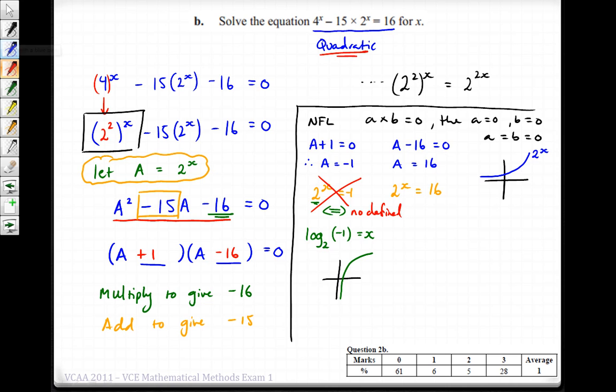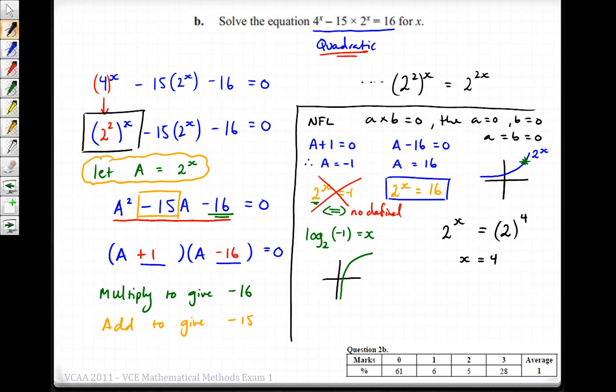Our 2^x equals 16 on the other hand though, so coming back to here, is defined. We've just got to find the point along here at which point we have 2^x equals 16. So to do that, all we've got to do is make 16 be 2 to the power of something. And then we can just equate our x's. So 2 times 2 is 4, times 2 is 8, times 2 is 16. So 2 to the power 4 is 16. So we can just say that x equals 4.